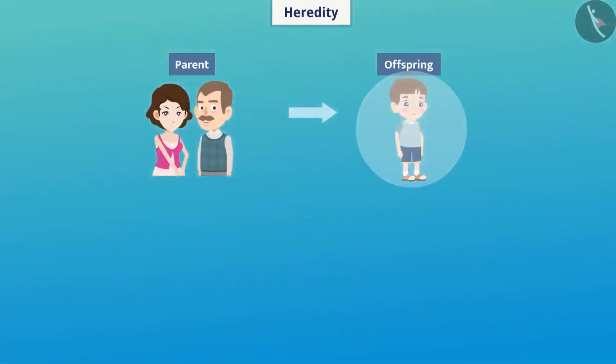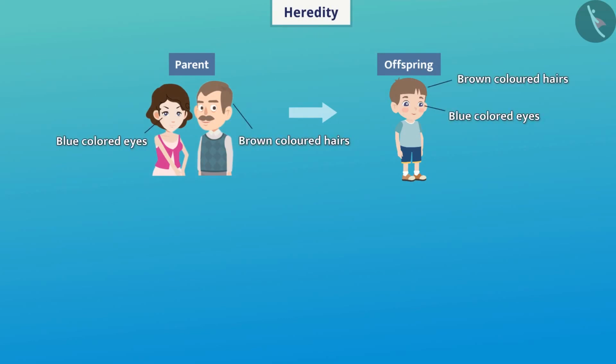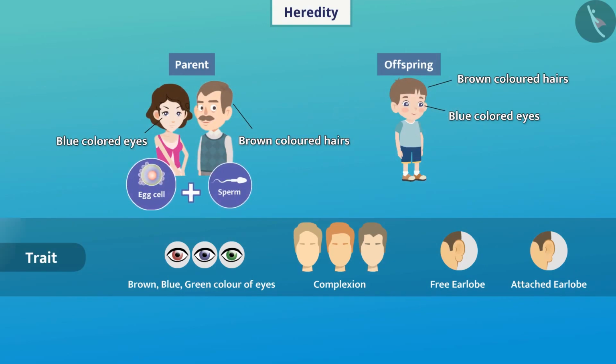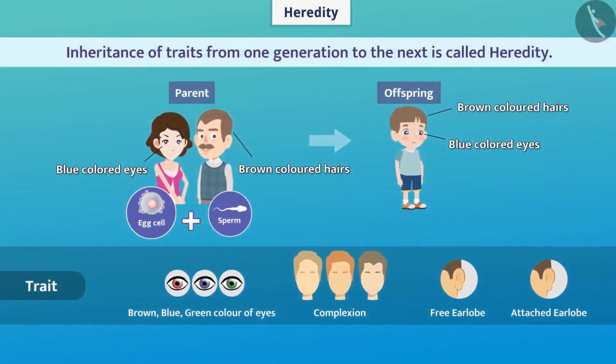When we talk about a child being similar to its parent, then we mean the characteristics which are similar between parent and the offspring. Various features that we see are called traits. In the process of reproduction, these traits are transmitted from one generation to the next through gametes. The transfer of various traits from parent to child is called heredity. In other words, inheritance of traits from one generation to the next is called heredity.